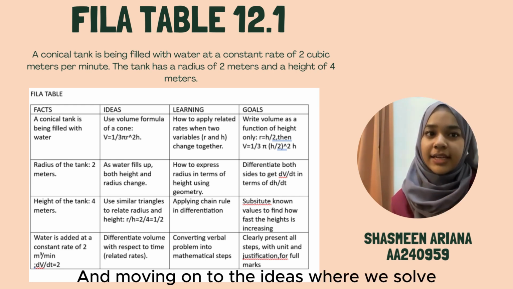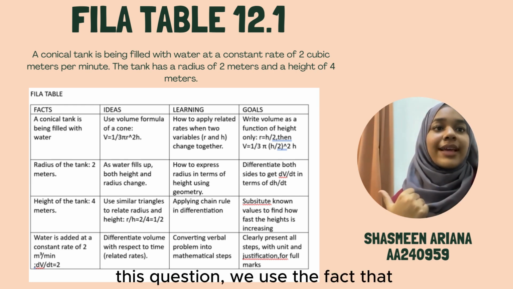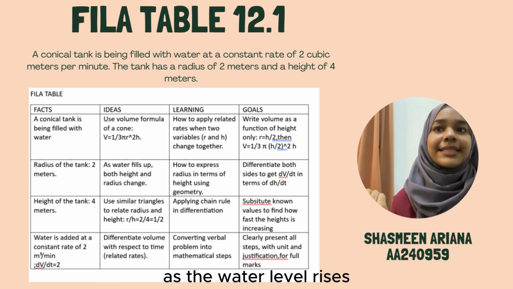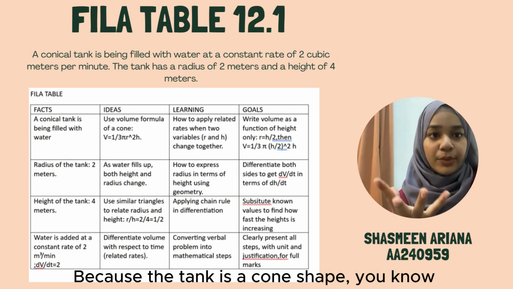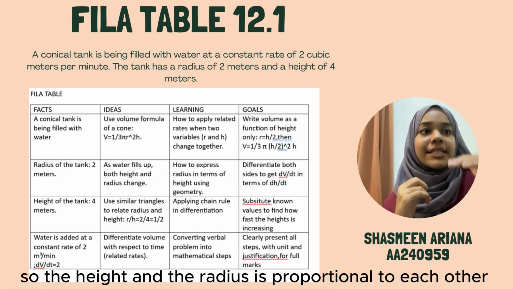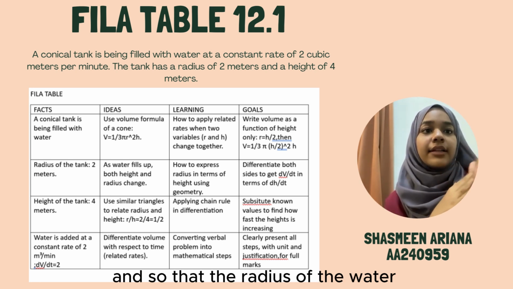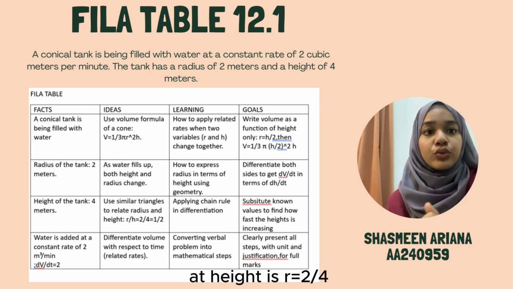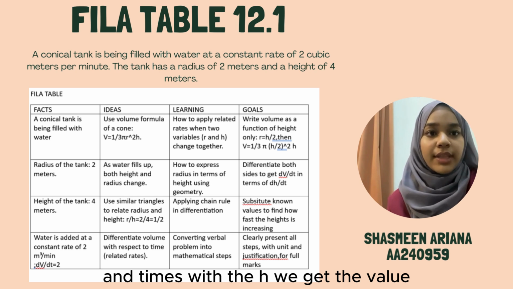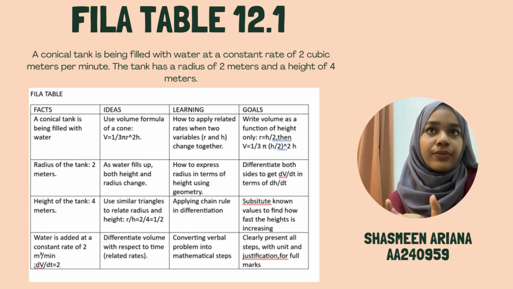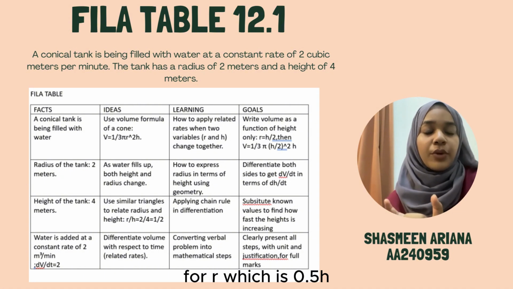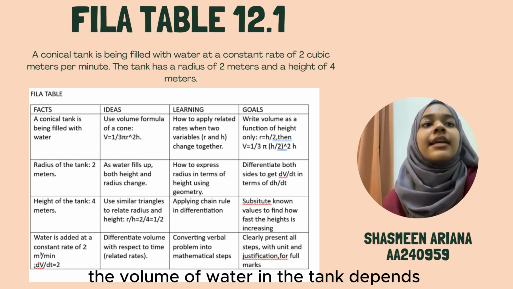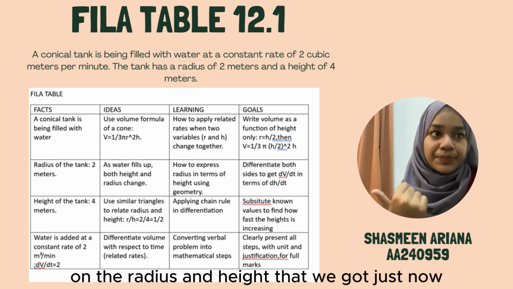Moving on to the ideas, where we solve this question, we use the fact that the radius of the water surface changes as the water level rises. Because the tank is in a cone shape, the height and the radius are proportional to each other, so the radius of the water at height h is r equals 2 over 4 times h, which gives r equals 0.5 h. Later on we will substitute this into the volume of water in the tank, which depends on the radius and height.